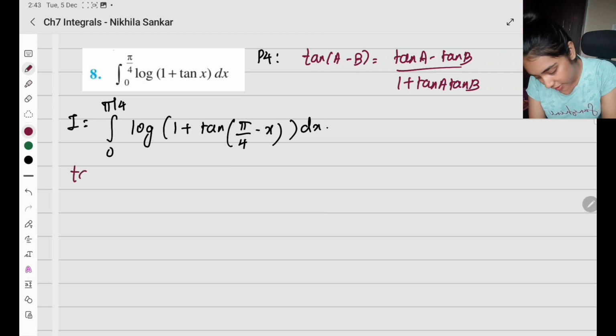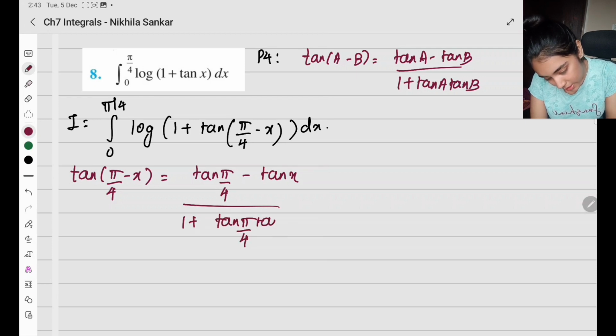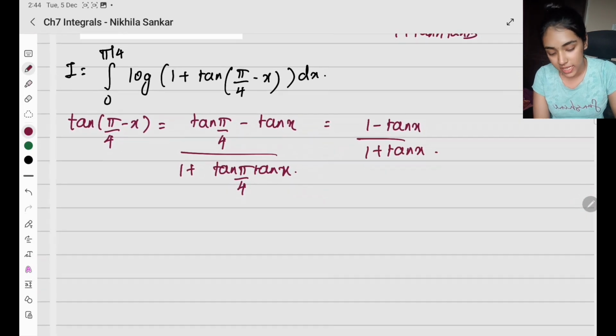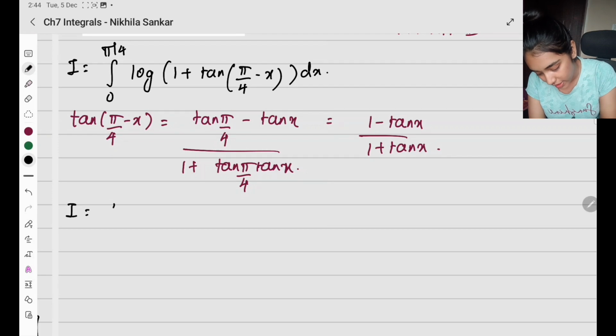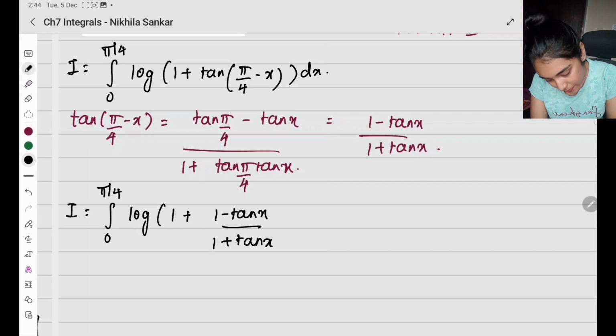So what is my tan a? Tan of pi by 4 minus x is going to be tan a, tan pi by 4 minus tan b divided by 1 plus tan a tan b, where b is x. So this is tan pi by 4, which is tan 45. So 1 minus tan x divided by 1 plus tan x. So this is inside the integral. So I have I equals 0 to pi by 4 log of 1 plus 1 minus tan x divided by 1 plus tan x times dx.